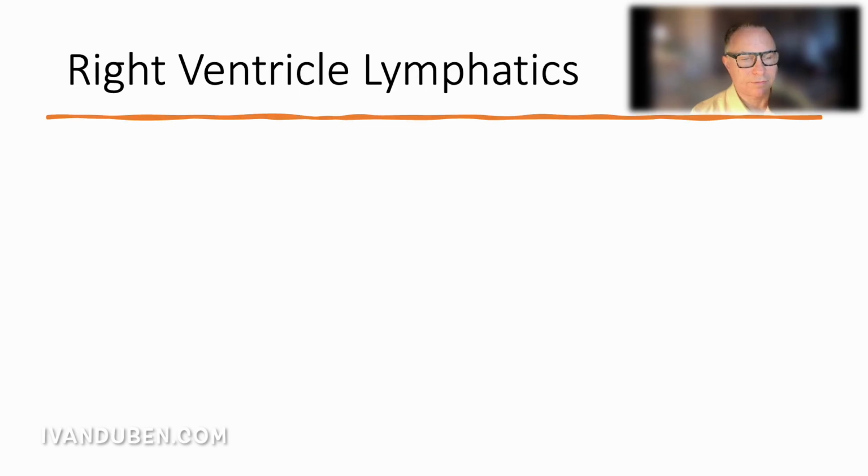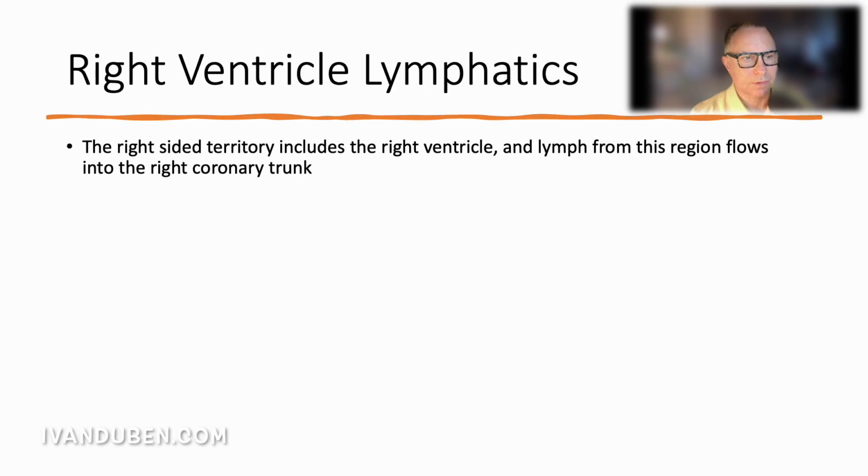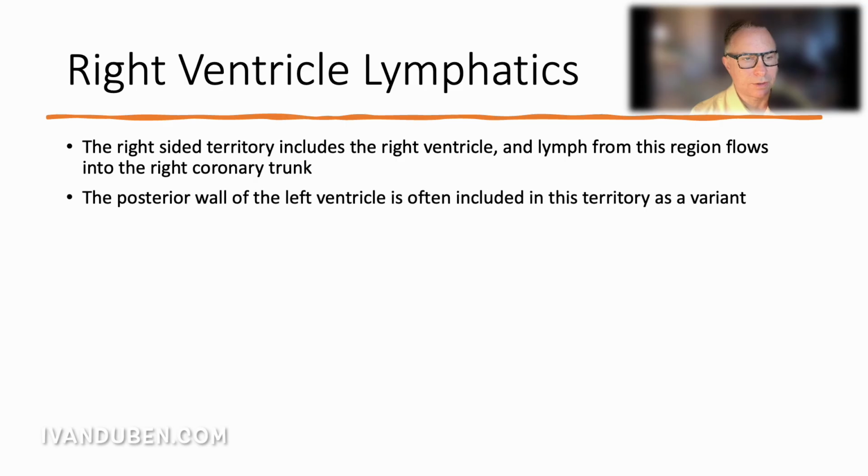Looking at the right ventricle lymphatics, the right-sided territory includes the right ventricle, and the lymph from this region flows into the right coronary trunk. The posterior wall of the left ventricle is often included in this territory as a variant. Keep in mind that the left ventricle is deeper than the right ventricle, and also 3 times thicker.